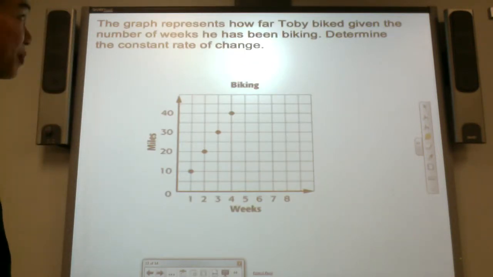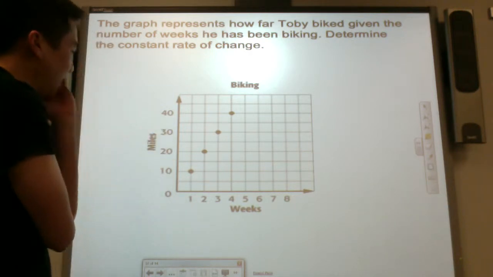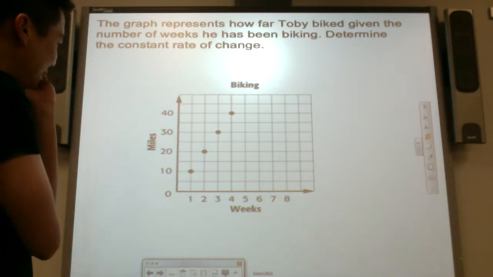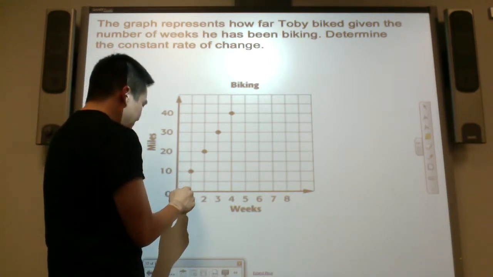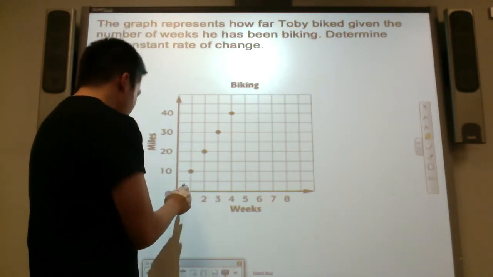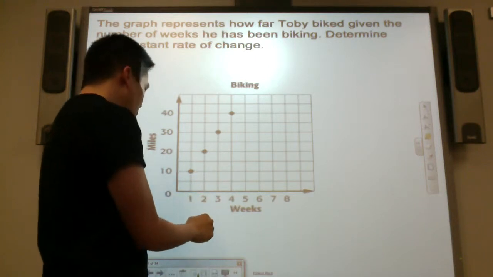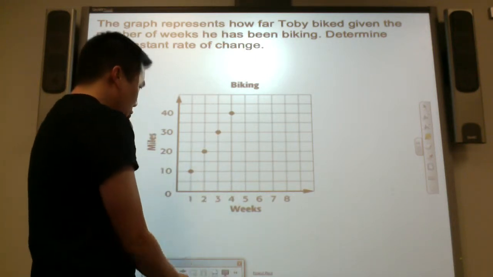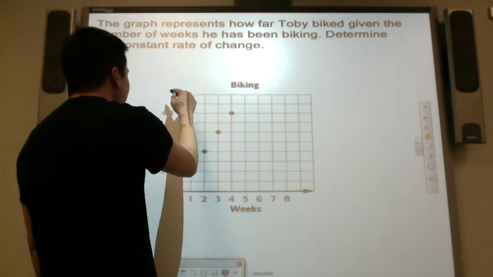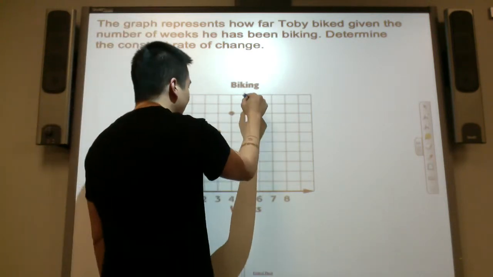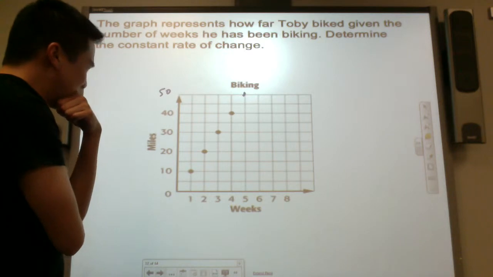Let's try our next one. Now we just have a graph by itself. The graph represents how far Toby biked given the number of weeks he has been biking. Determine the constant rate of change. So what is happening in this graph? It seems as though it's 10 miles in 1 week, 20 miles in 2 weeks, 30 miles in 3 weeks, 40 miles in 4 weeks. Can you predict the next one? I think the next one will be 50 miles in 5 weeks.